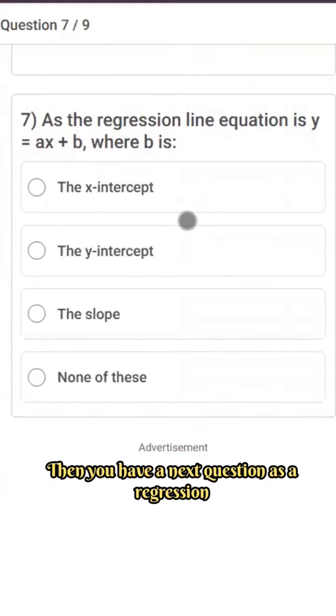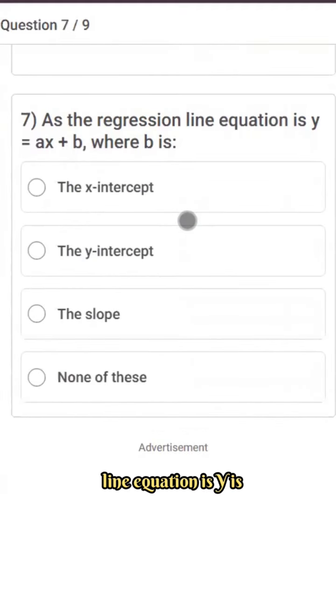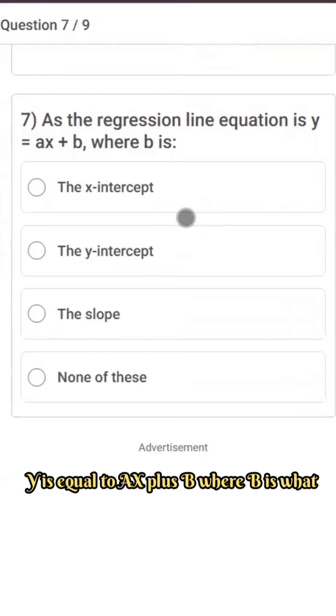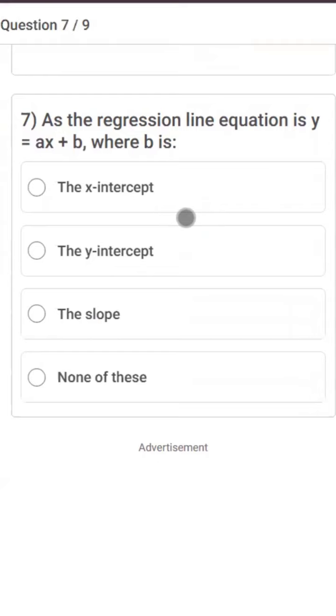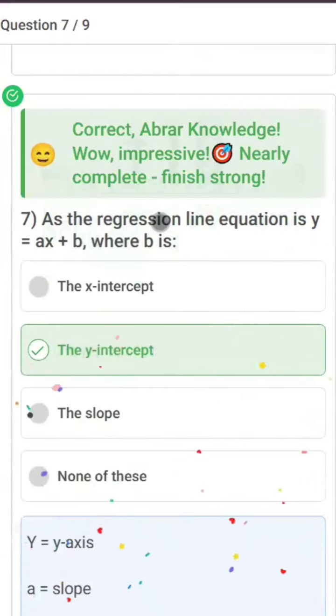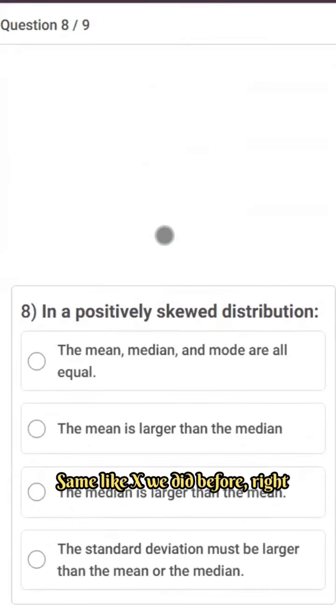As a regression line equation is y equal to ax plus b, where b is what? b is the y-intercept, same as the x-intercept we did before, right?